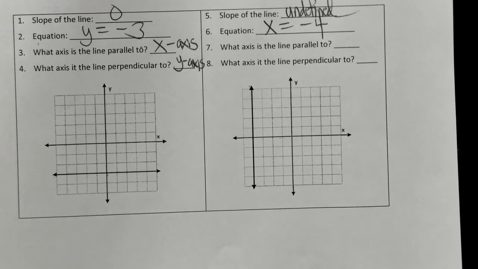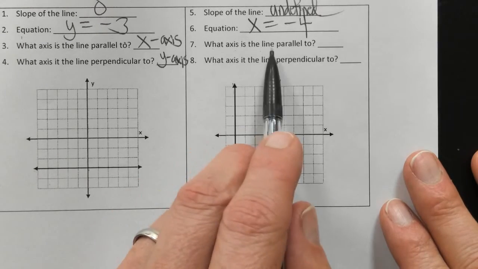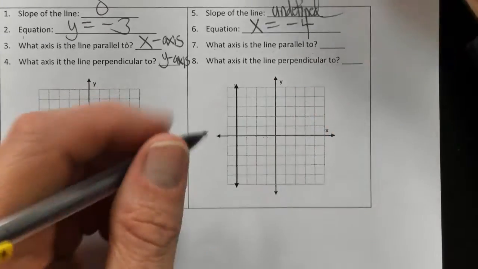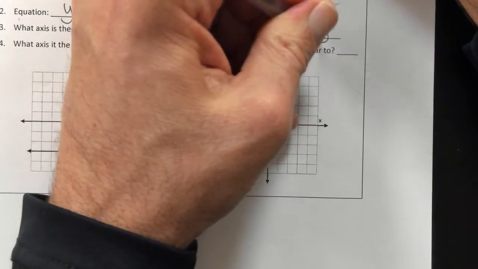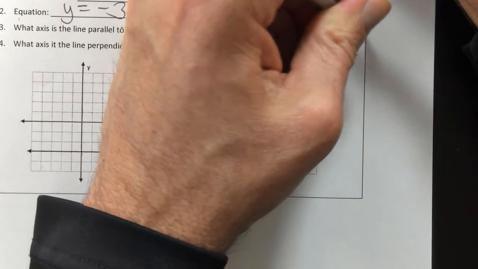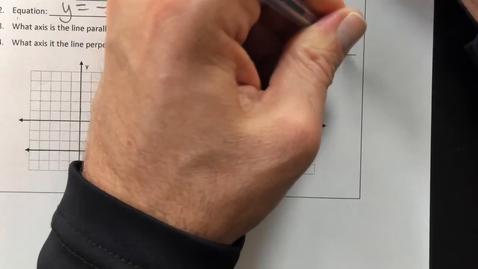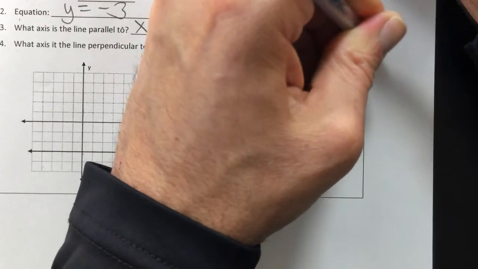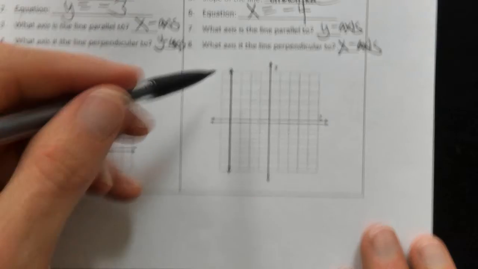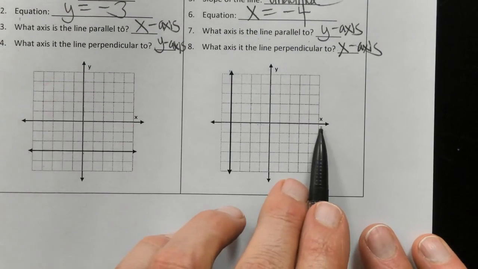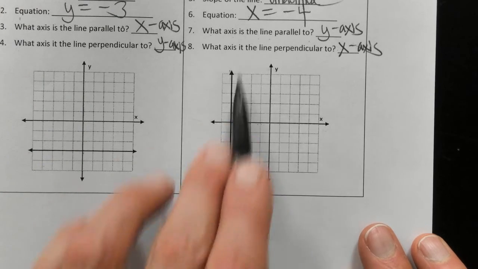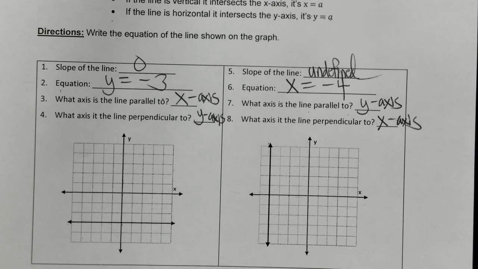All right. Now, what axis is the line parallel to? It's going the same direction as, or parallel to, the y-axis. And what axis is it perpendicular to? It crosses the x-axis. So my line is vertical. The x-axis is horizontal. Horizontal and vertical lines are perpendicular to each other. So that's how we would go about answering these types of questions. And we have several more that we want to look at here.